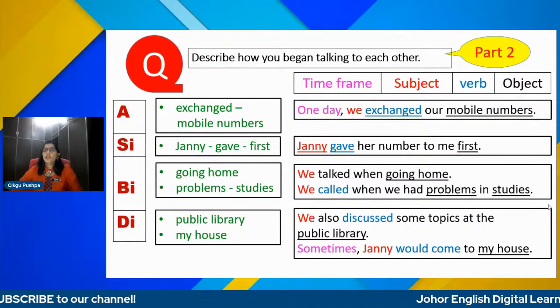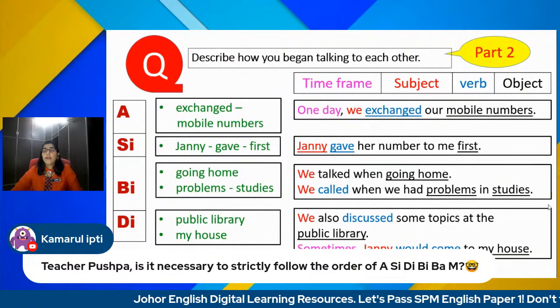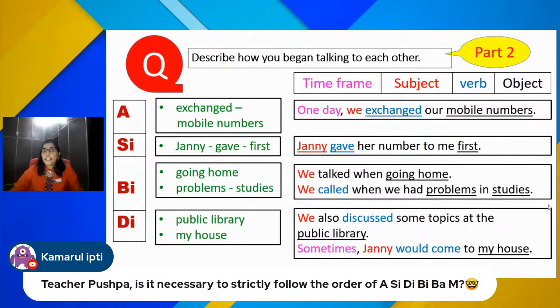Sometimes Jenny would come to my house. So sometimes is the time frame. So when you bring this kind of time frame in your sentences, you can actually make it authentic. Right? Now we have a question here.